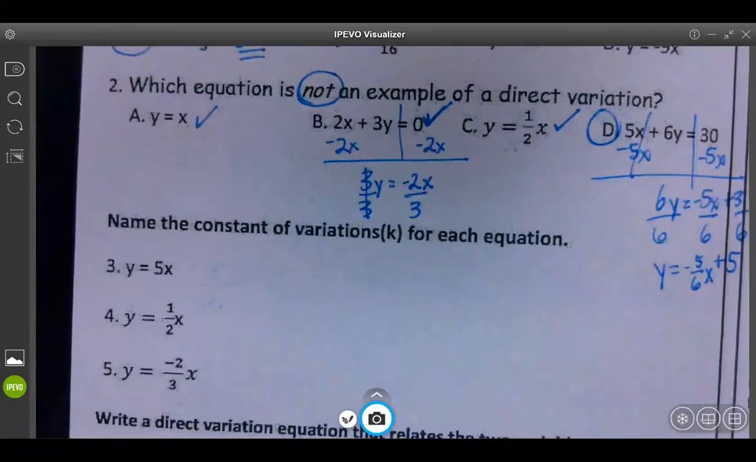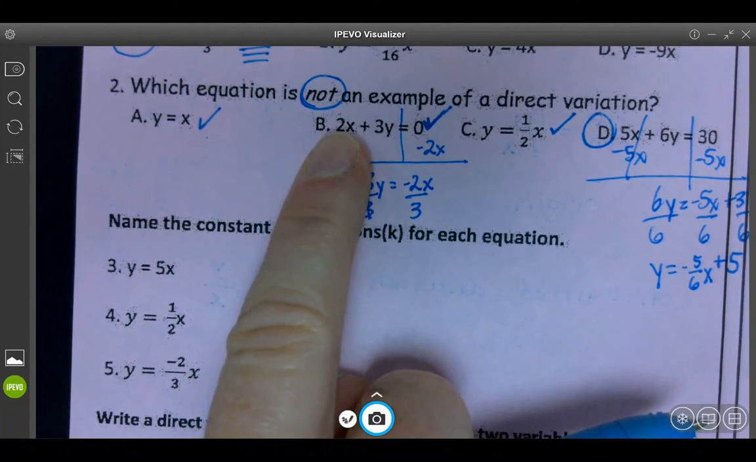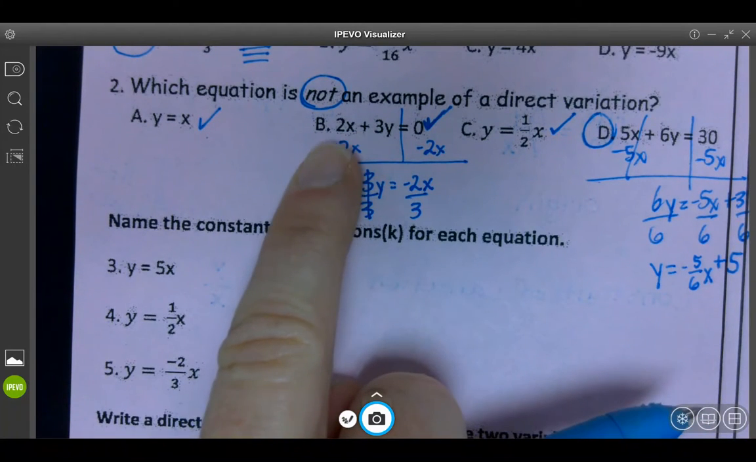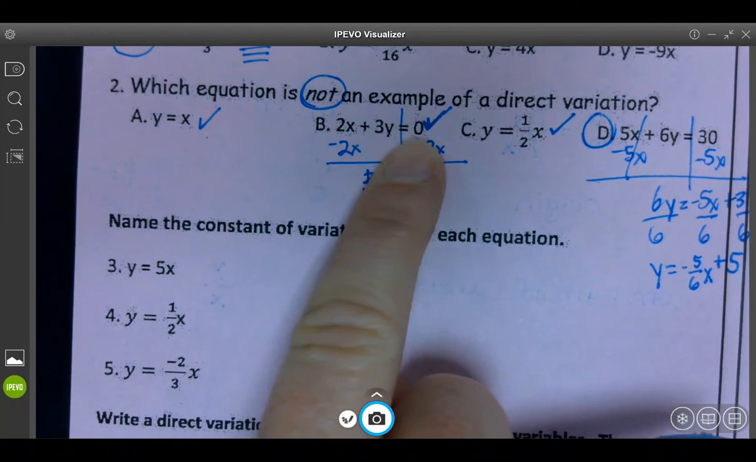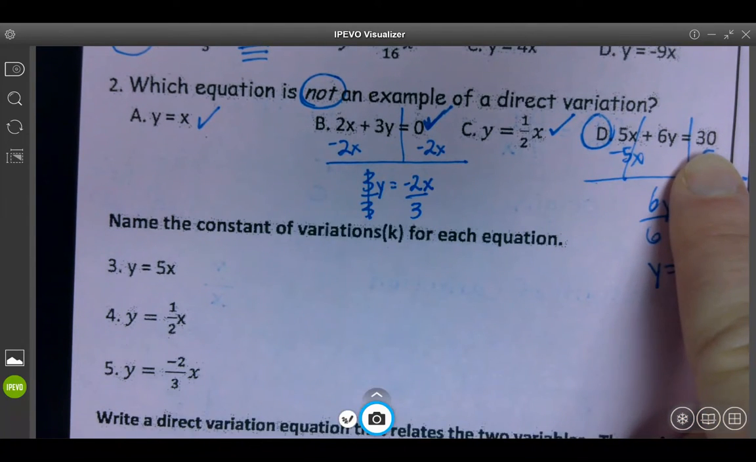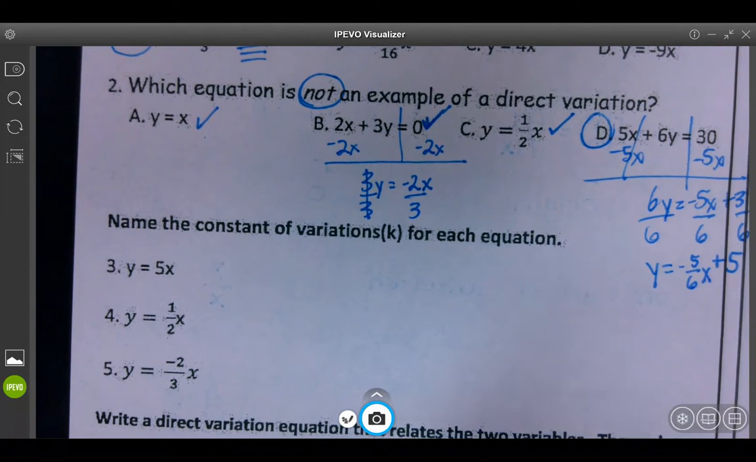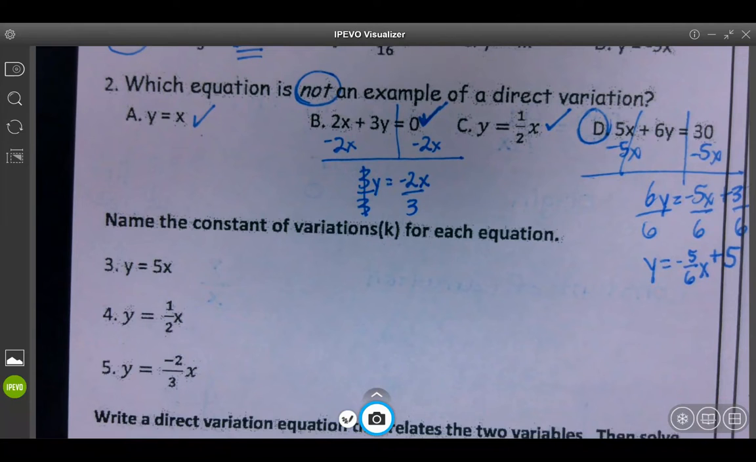So look at how these are all written. They're either written as y equals kx, or they're written as 2x or ax plus by equals 0. You don't want it equaling another number, because then that number will never get canceled out, which will make your y-intercept different.